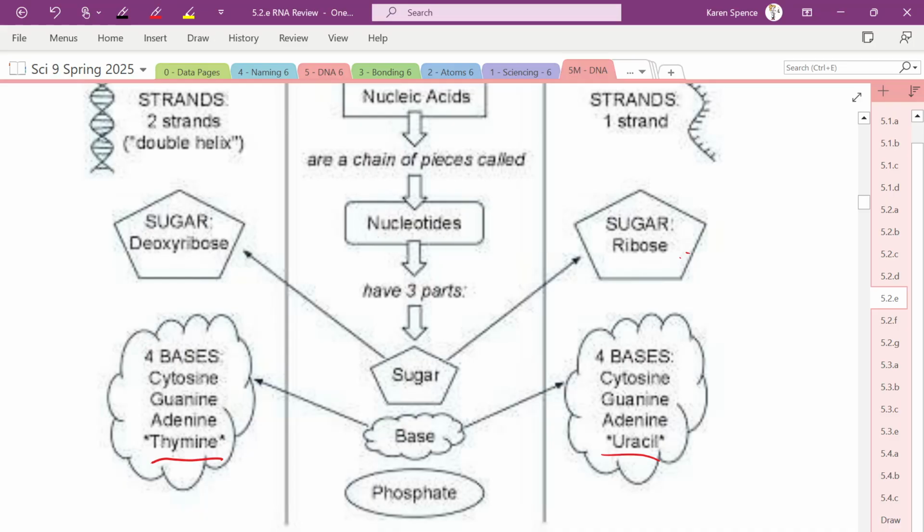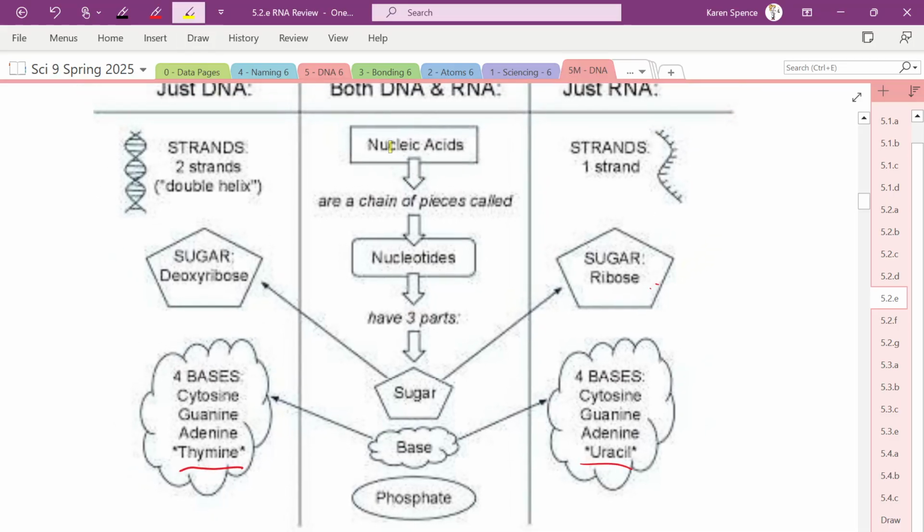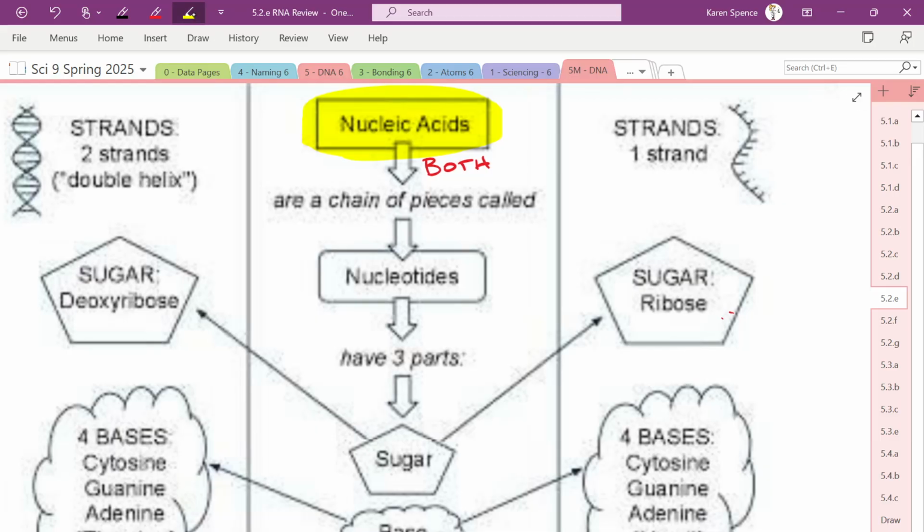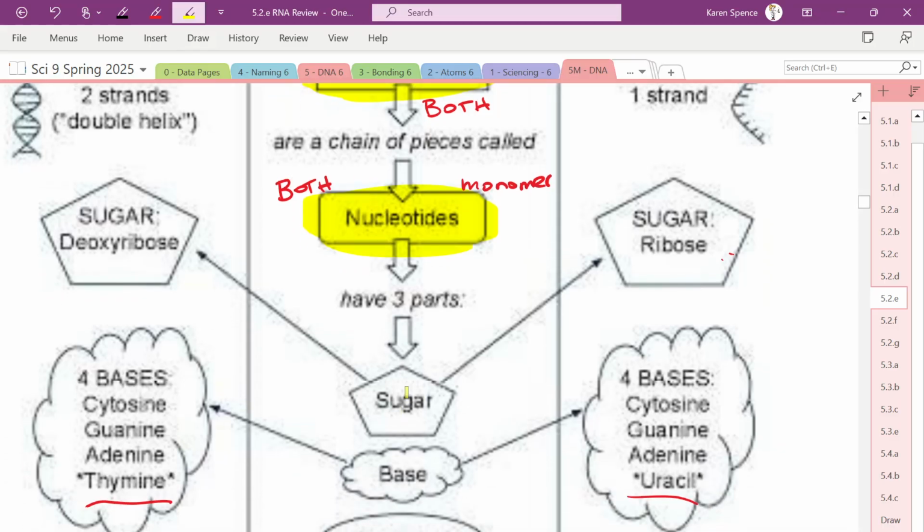But what things are the same? DNA and RNA are both nucleic acids. They both have nucleotides as the monomer. They both have a sugar. They all have sugar, base, and phosphate.